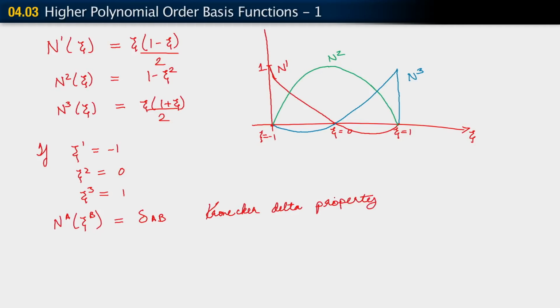And then there is this other property, which is that the sum over A of N_A, at an arbitrary value of C, equals 1. And this is the property that is important in order to be able to represent constant functions. So we have these two properties for our basis functions, just as we saw these properties in the case of linears.